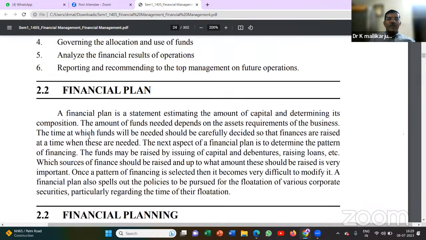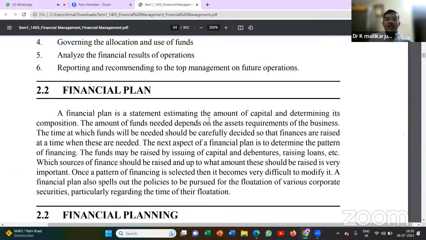Now, what is a financial plan? The financial plan is a statement estimating the amount of capital and determining its composition. The first thing is estimation of capital: how much capital is required to start a business or, for an already started business, how much capital is required for expanding its operations or entering other markets? Then determine the composition. After this, how much amount can I procure from own funds, how much from the issue of shares, and how much from the issue of debentures or taking a bank loan? It's a composition of these three.